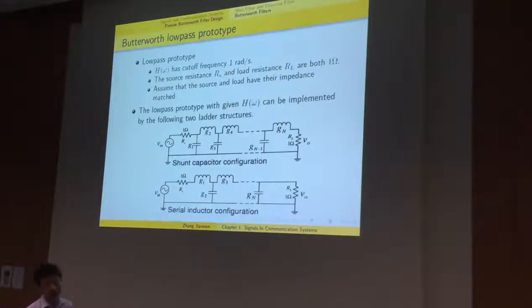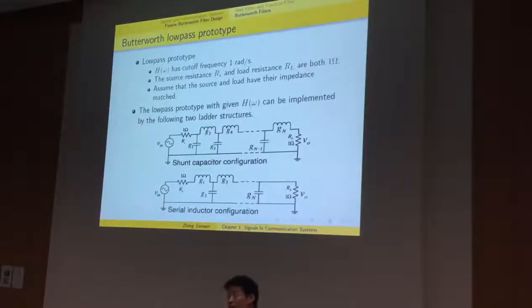Next, we look at how we can design filters. This technique is quite interesting. For all filter design, no matter whether it's low pass, high pass or band pass, we start from a low pass prototype. In other words, no matter what kind of filter you're going to design, you start from a low pass prototype. So what is a low pass prototype? A low pass prototype is a low pass filter with cutoff frequency 1 radian per second.